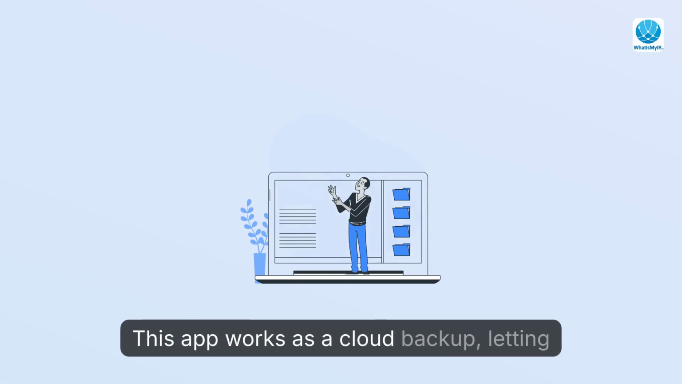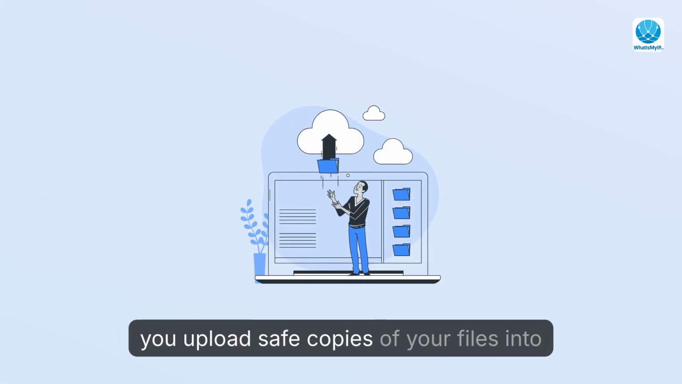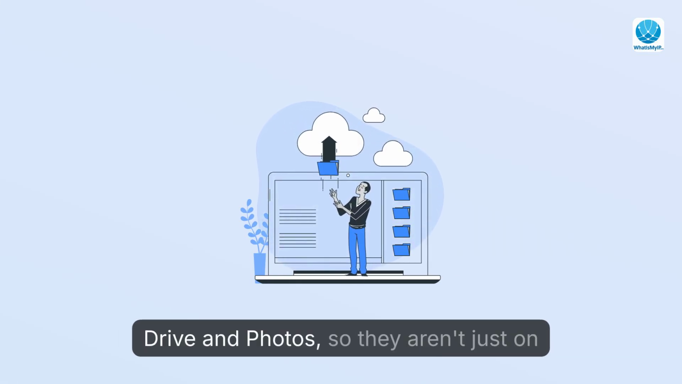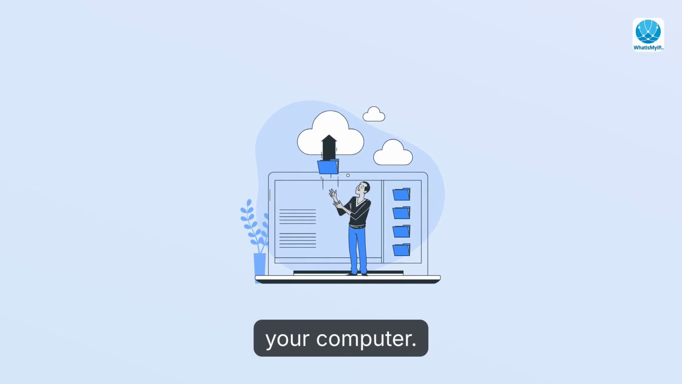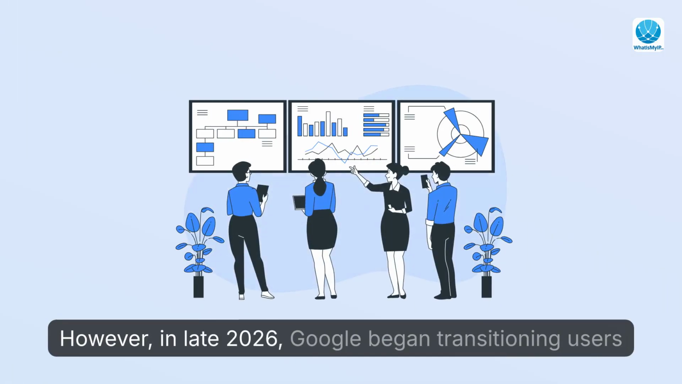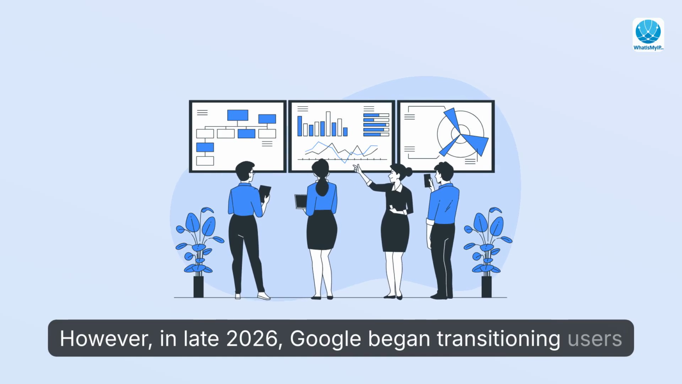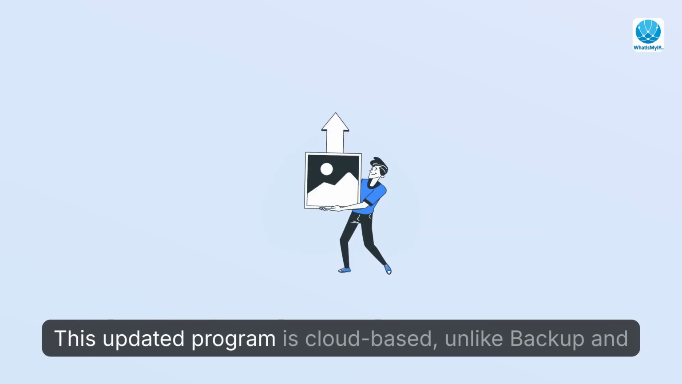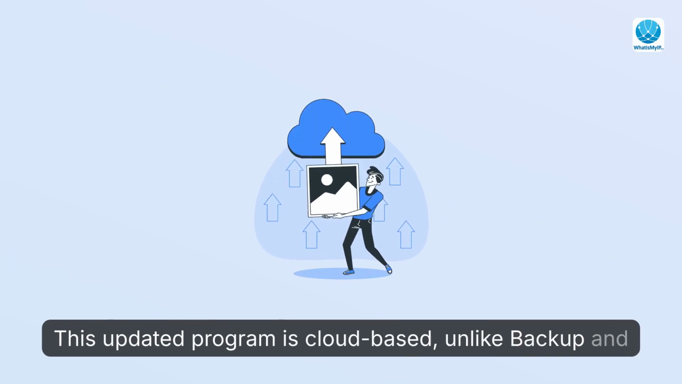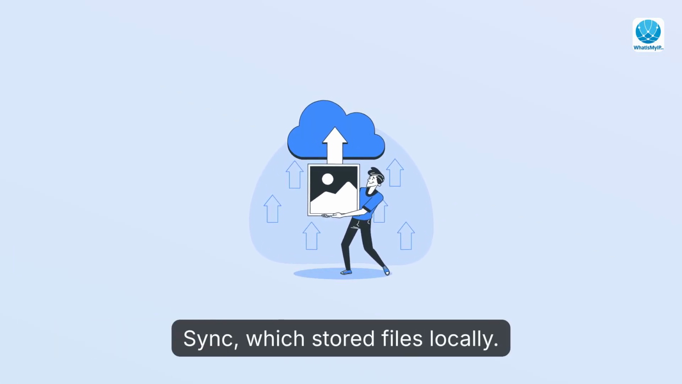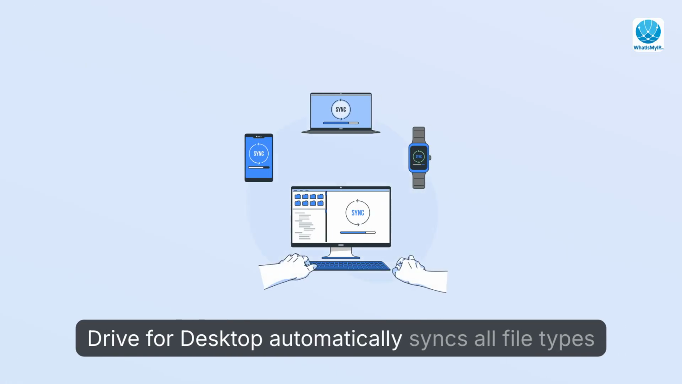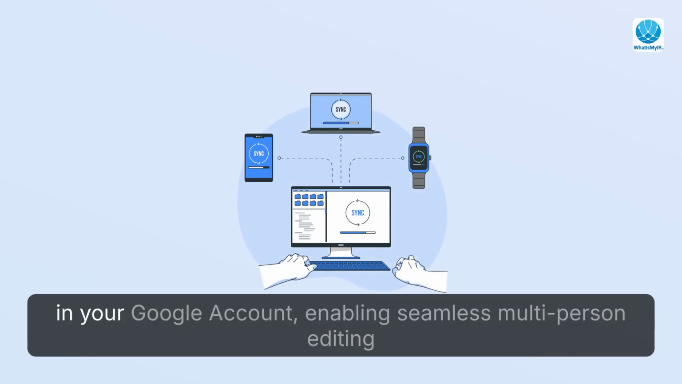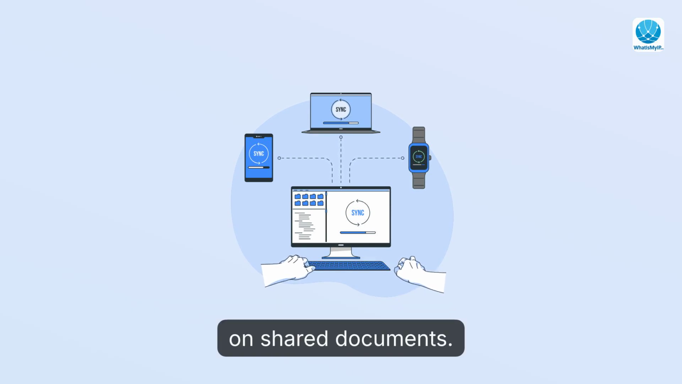This app works as a cloud backup, letting you upload safe copies of your files into Drive and Photos, so they aren't just on your computer. However, in late 2026, Google began transitioning users to the new Google Drive for desktop. This updated program is cloud-based, unlike Backup and Sync, which stored files locally. Drive for desktop automatically syncs all file types in your Google account, enabling seamless multi-person editing on shared documents.